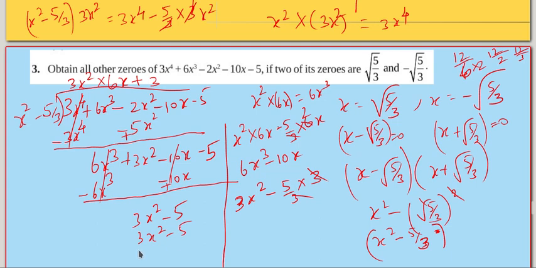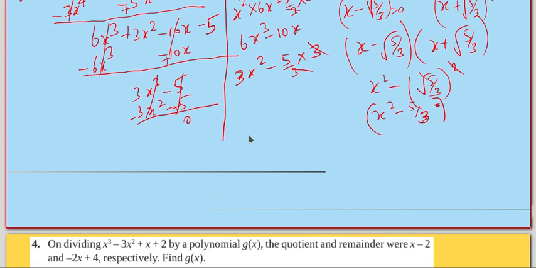If you multiply 3 with this, x square minus 5 by 3, if you multiply by 3, we are getting 3x square minus 5. We need to change the sign now. So if we change the sign, plus 3 minus 3 becomes 0. Minus 5 plus 5 becomes 0. What is our quotient now? 3x square. What is the sign here? We have taken plus 6x only now. So, plus 6x plus 3. Okay, 3x square plus 6x plus 3.